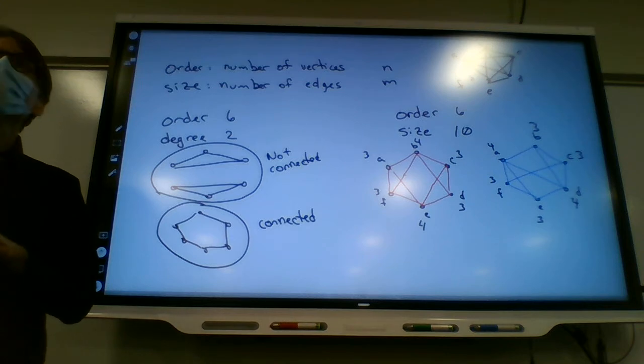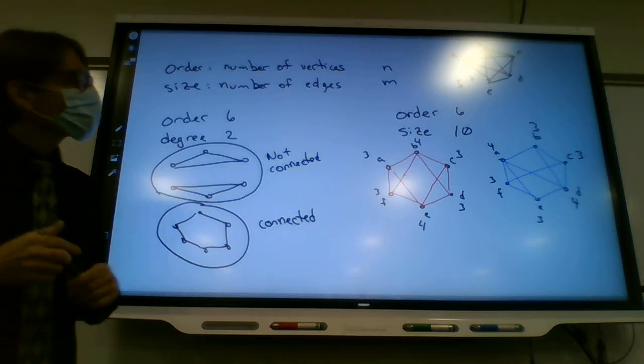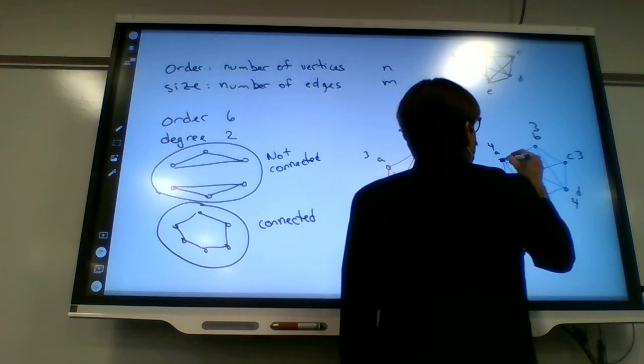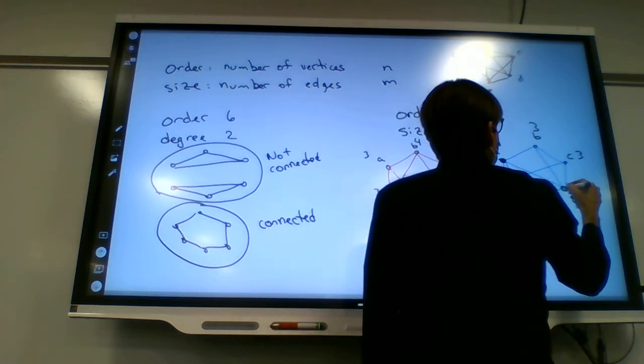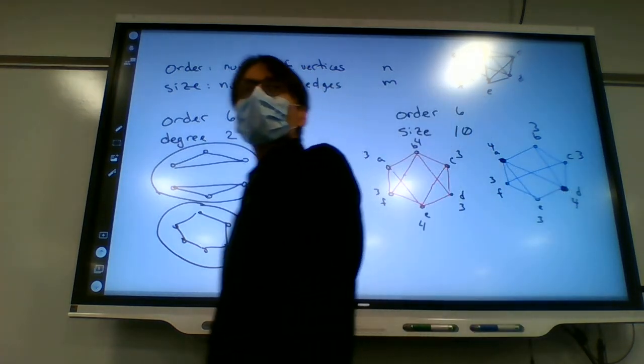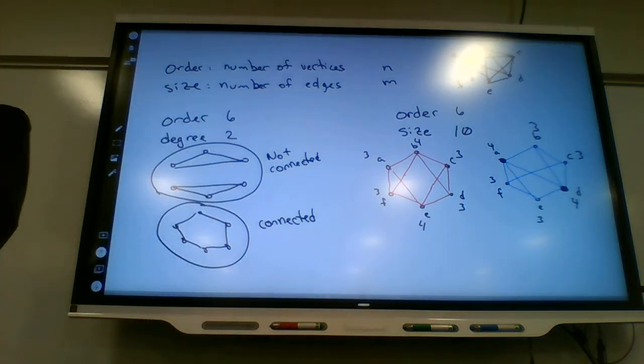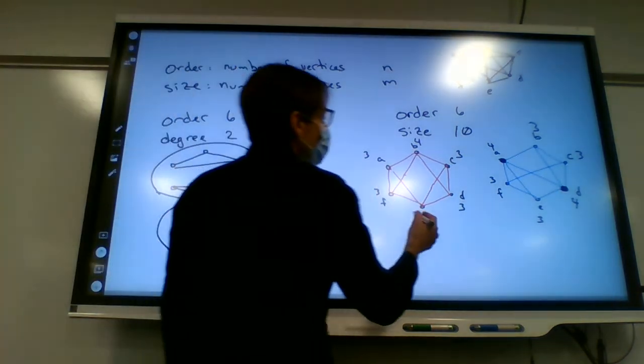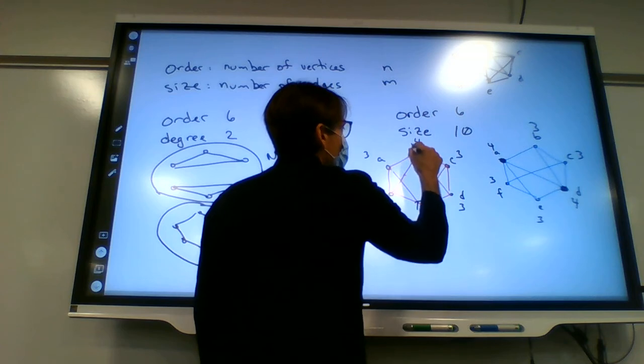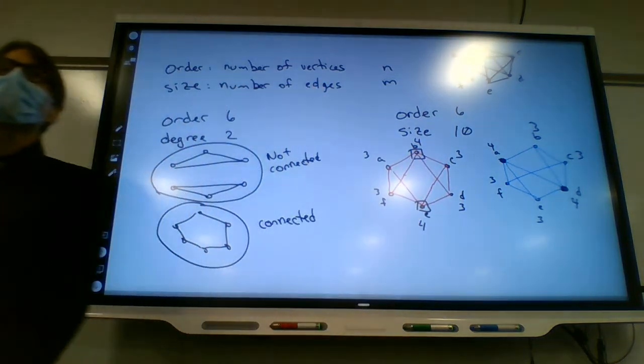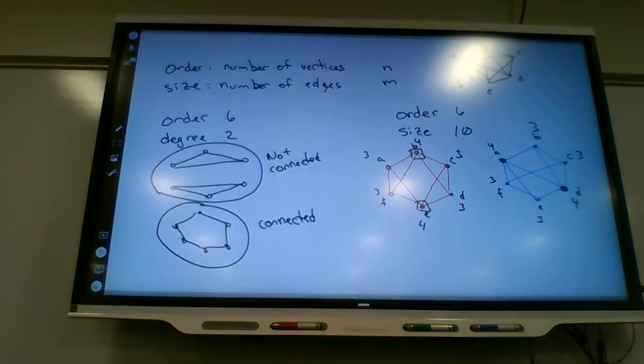There's something fundamentally different about these two. That one has degree 4 connected to degree 4, that one doesn't. If you look at the degree 4 vertex here and the other degree 4 vertex here, how far apart are they? They're adjacent to each other. Are the 2 degree 4 vertices adjacent in this graph? Nope. They're not. So what does that mean? That means these graphs are different. Does that make sense?